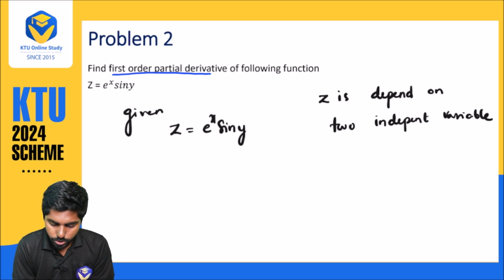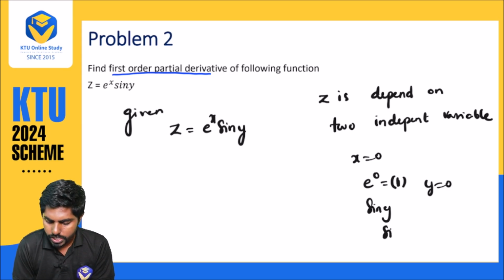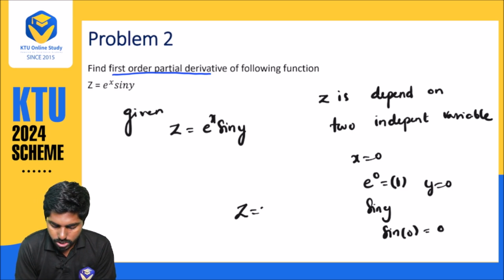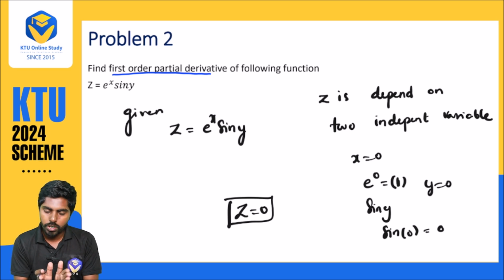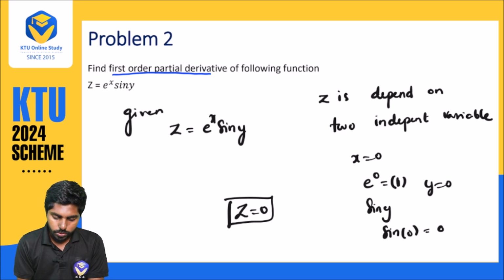That means if I put x equal to 0, what will happen? e power of 0 is equal to 1. And if I put sin y, what is sin 0? Sin 0 is equal to 0. So z is equal to 0. From here we can understand it is a partial derivative. Here they have asked us to find the partial derivative, and I'm just giving an example of how we take it as a partial derivative.